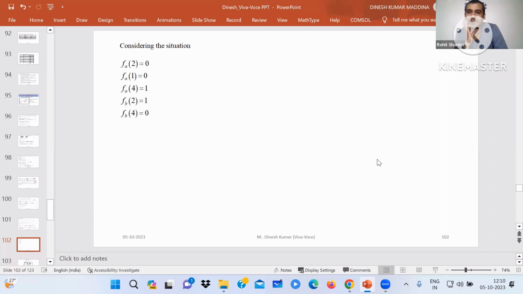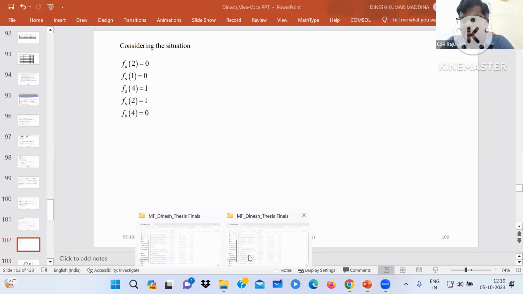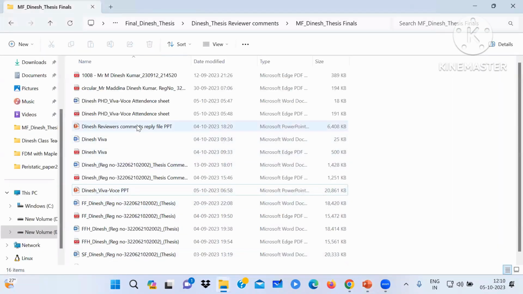Sir, we can check the comments once. Show the external examiners' comments. There are some 15 comments by the Indian examiner, Dr. Sandeep. From the foreign examiner, he has given very good comments, saying the thesis is very excellent. He has highly appreciated the thesis work carried out by the scholar under the supervision of the guide.